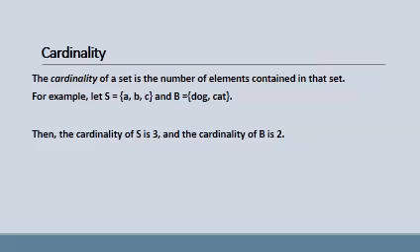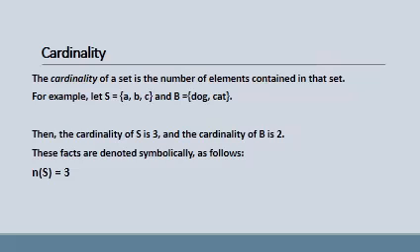Now let us define together the cardinality. The cardinality of a set is the number of elements contained in that set. For example, we have the set S that contains A, B, C and the set B that contains dog and cat. Then the cardinality of S is 3 and the cardinality of B is 2. These facts are denoted symbolically as follows. n(S), when I say n of S, I mean the cardinality of S, equals 3, and the cardinality of B equals 2.